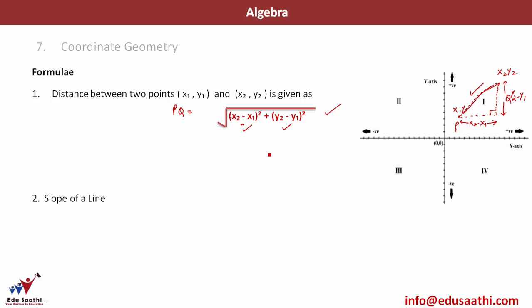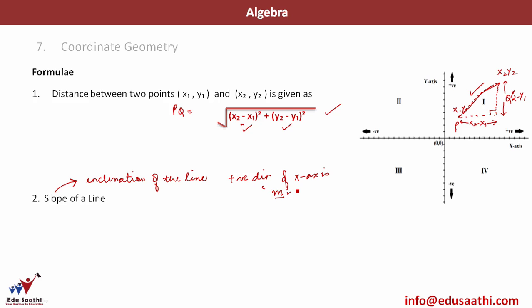Slope of this line. Now this line PQ has a certain slope associated with it. Now what do you mean by slope? Slope refers to inclination of the line towards the positive direction of x-axis. So inclination of this line towards positive direction of x-axis is your slope and is measured as m.